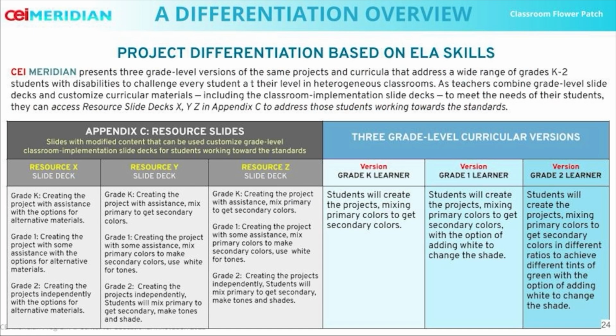For the art making, students in grade K will create the project mixing primary colors to get secondary colors. In grade 1, students will create the project mixing primary colors to get secondary colors with the option of adding white to change the shade. And in grade 2, students will create the project mixing primary colors to get secondary colors in different ratios to achieve different tints of green with the option of adding white to change the shade.